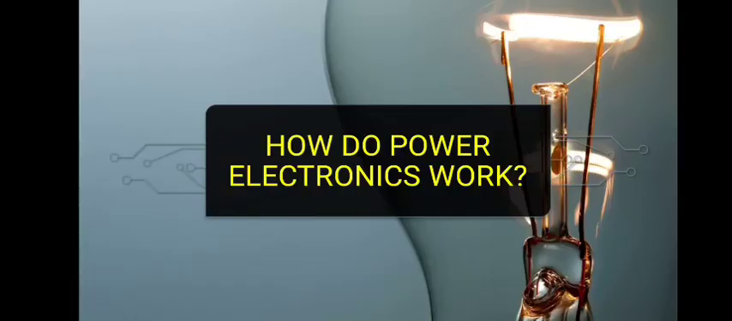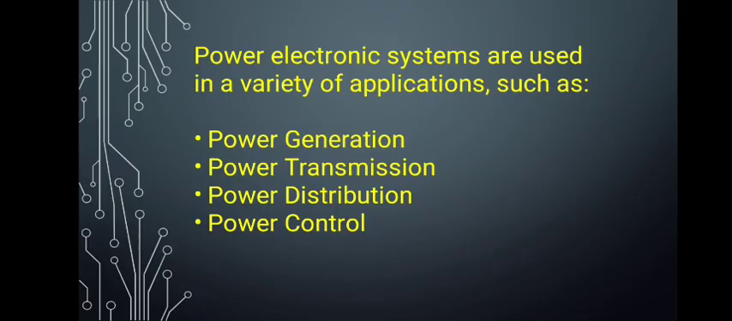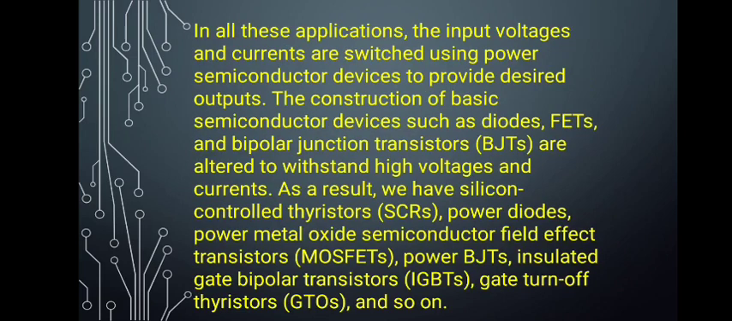How do power electronics work? Power electronic systems are used in a variety of applications such as power generation, power transmission, power distribution, and power control. In all these applications, the input voltages and currents are switched using power semiconductor devices to provide desired outputs.